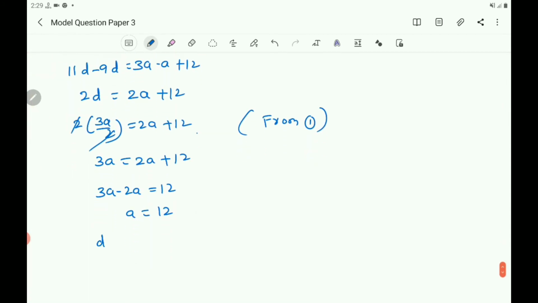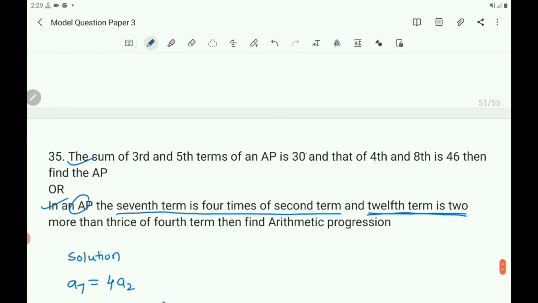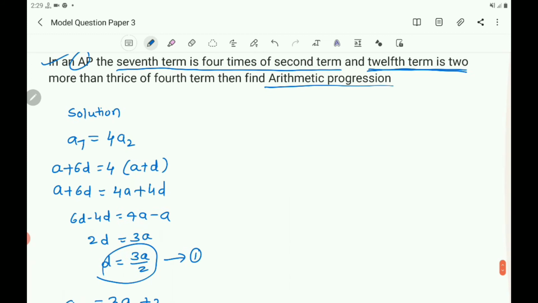And get the value of D by substituting the value of A. So D equals what? 3A by 2. That is 3 into A, which is 12, by 2. 2 sixes are 12, so you got 6, 3 sixes are 18. Here you got A equals 12 and D equals 18. Then again here we have to find the AP, the arithmetic progression.